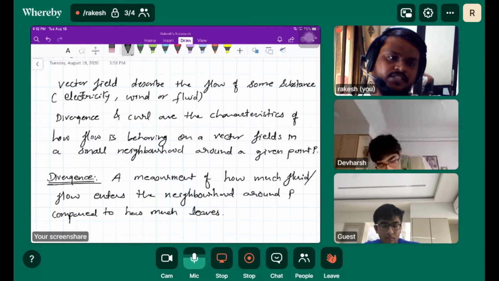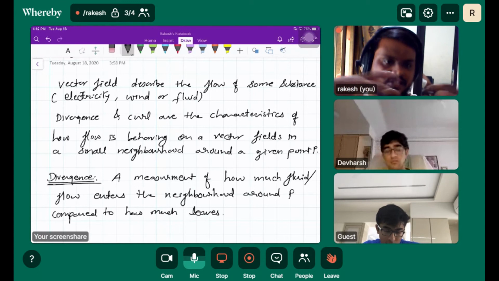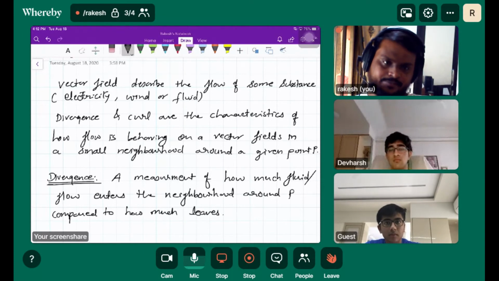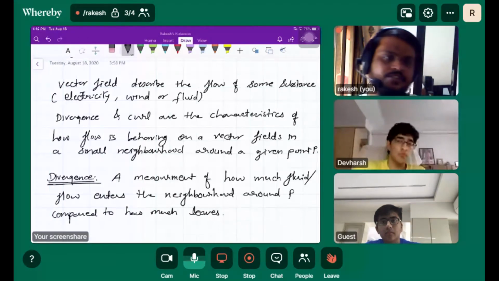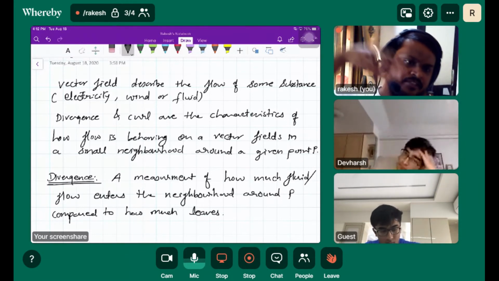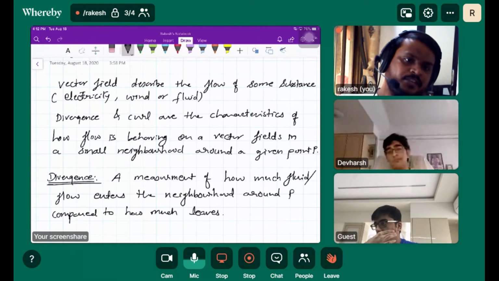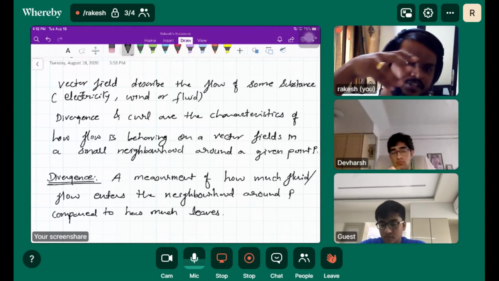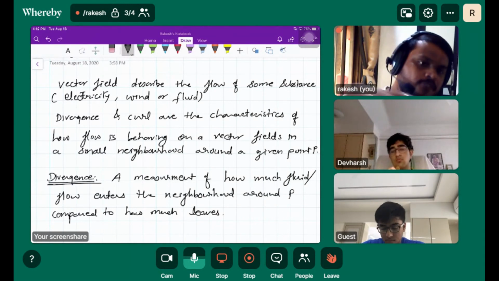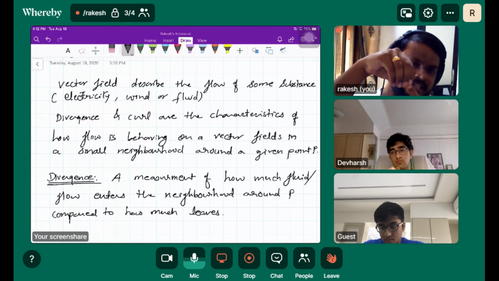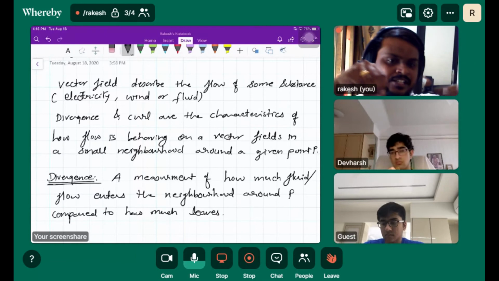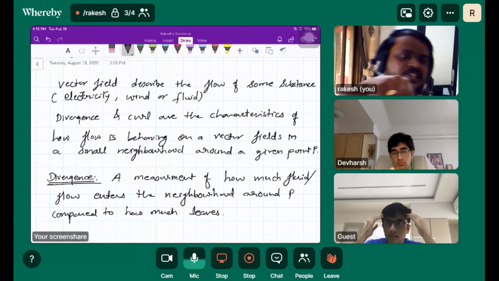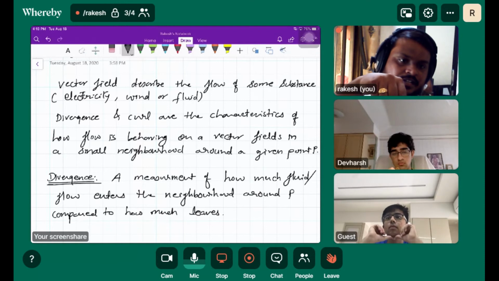This vector field is spread on the xy plane, and it is also spread in three dimensions. If a vector field is spread, it is considered as some substance that is spread out, maybe electricity, wind, or fluid. How the vector field behaves is defined by two things, divergence and curl, and it behaves this way at a certain point. Divergence means how much fluid is entering the neighborhood around the point P compared to how much leaves the neighborhood of point P.